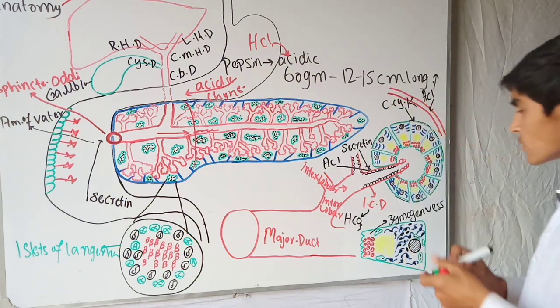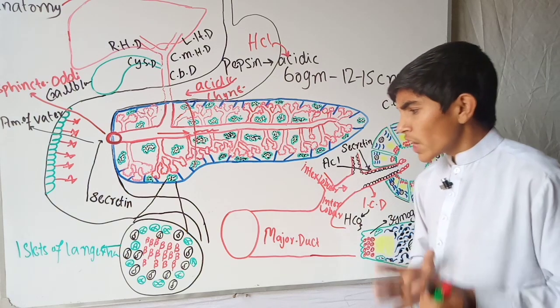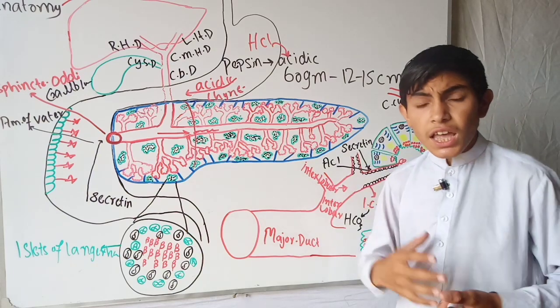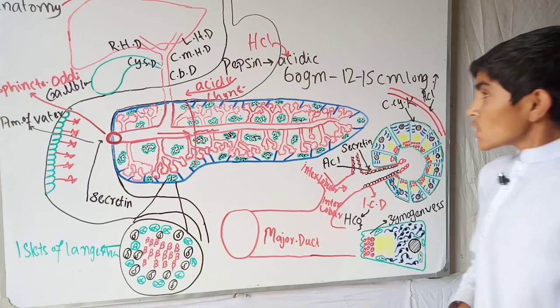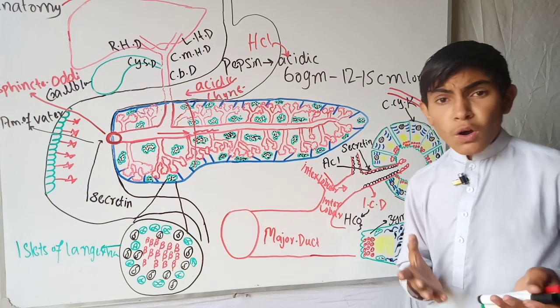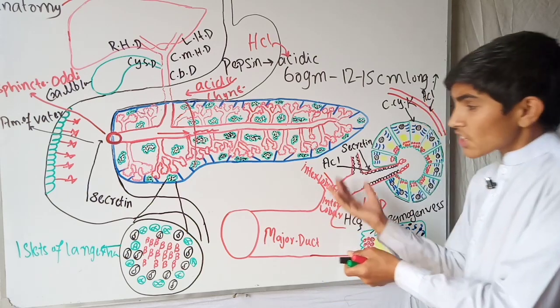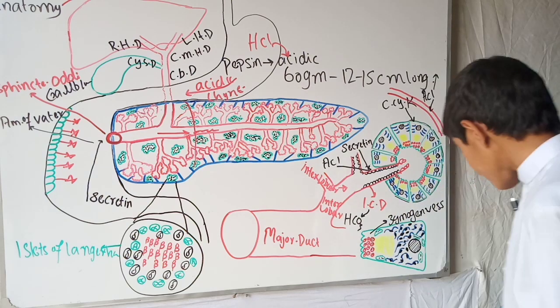Okay, so this was about how the cells are stimulated to synthesize and secrete their secretion, and how they secrete it. Now we talk about which enzymes they secrete, where they secrete them, and how they synthesize these enzymes.